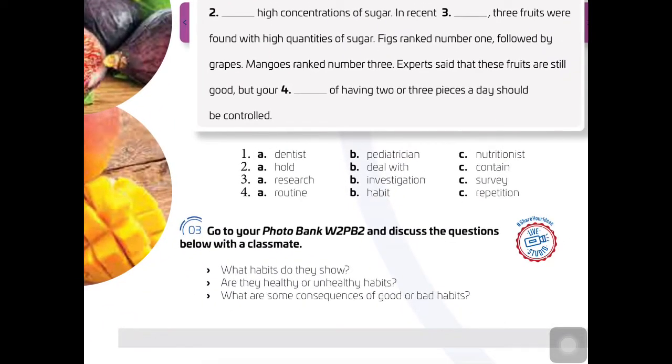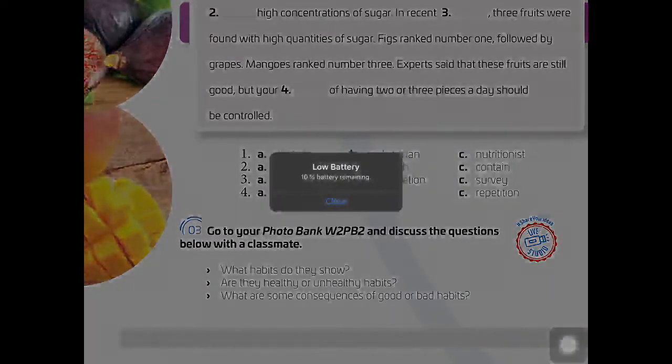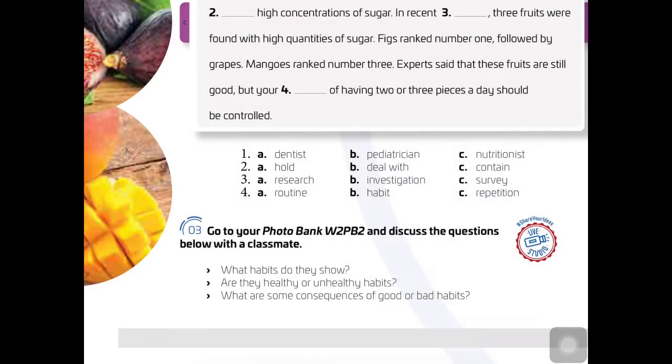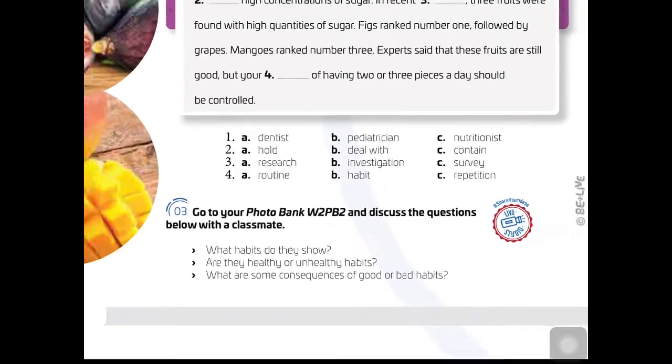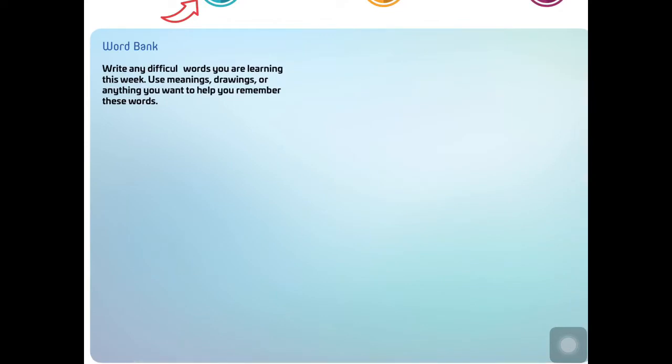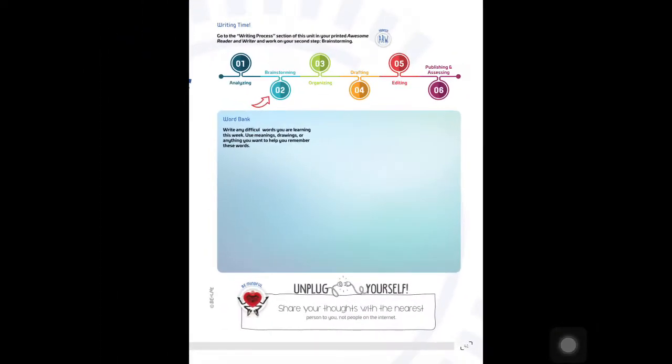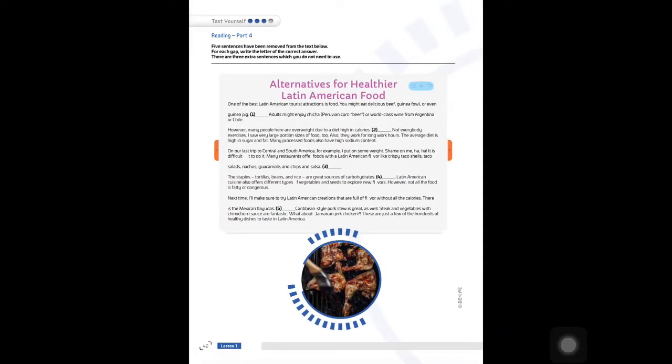Exercise 3, go to your photo bank. Week 2, photo bank 2, and discuss the questions below with a classmate. I will give you this photo bank in the platform so you can look at those pictures. On this page, just write the difficult words or the new words that you're learning this week, okay? Related to health, related to obesity, to healthy food, to exercise, healthy habits, etc.